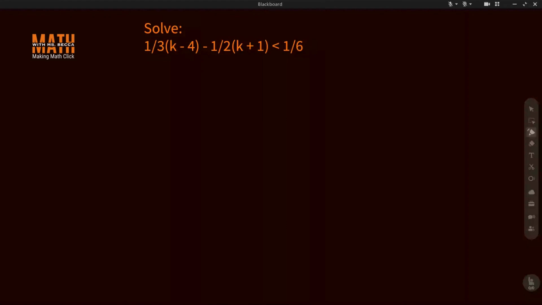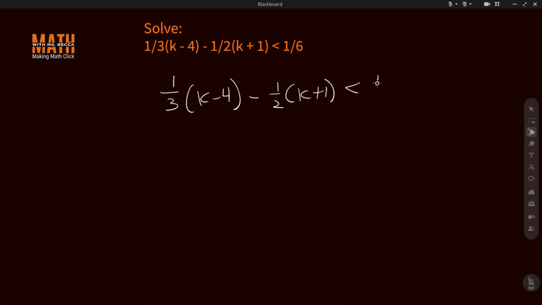Let's solve this WAEC question. Let's rewrite it like this: 1 over (3k minus 4), then minus 1 over (2k plus 1), less than 1 over 6. This is an inequality question. So let's first simplify this and take away the fraction.